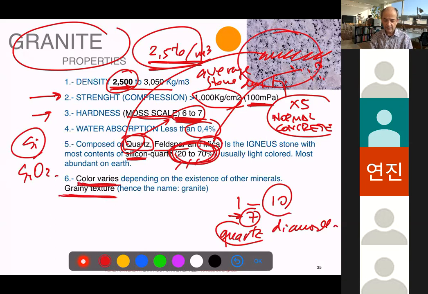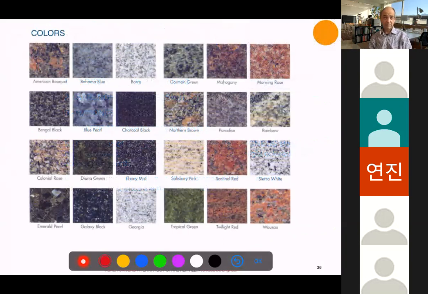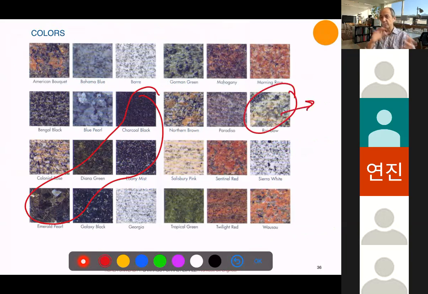But what makes granite easy to distinguish is its texture, right? This grainy look is what the name granite comes from. So you can find granite of almost any color. Careful, because very often these black ones are not really granite, because they have less than the percentage of quartz, as I said. Sometimes this rainbow granite is actually metamorphic stone, which becomes the same as granite, but not by magma.